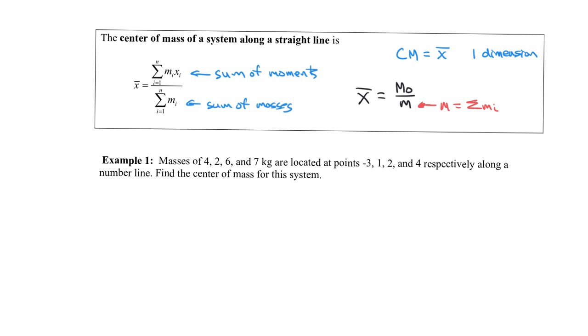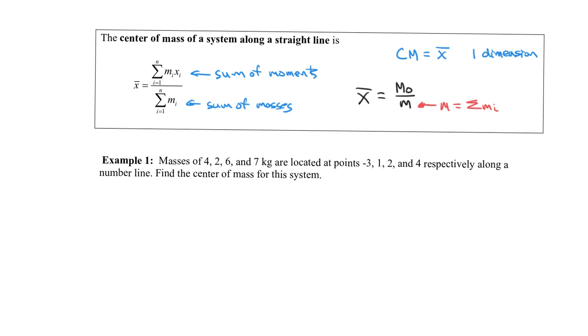All these mean the same, right? This is the total mass, or the sum of all the masses, and this is the sum of the moments, or the moment of the system about the origin. So this is just a shorthand notation that means the same as this. This brings us to example 1.